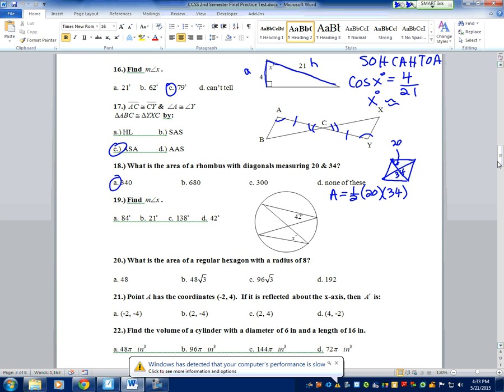So it's 1/2 diagonal 1 times diagonal 2. If you're given the diagonals of a rhombus, you multiply them together and divide by 2, and you've got it. The other way to do this would be to think of this as 4 right triangles. There are actually 4 congruent right triangles here. So you'd find the area of one of them and then multiply by 4, if you don't remember the formula.